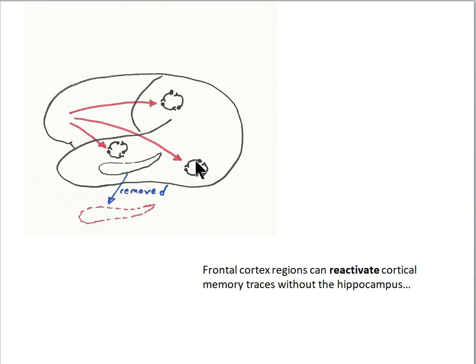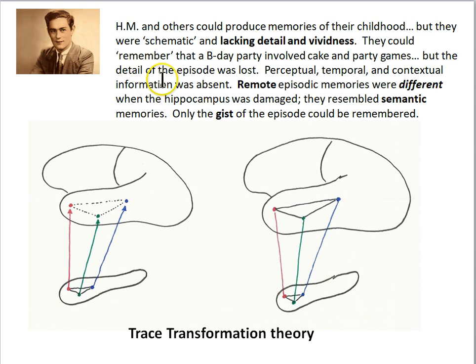They had gone through the transformation process and were now accessible without the hippocampus. However, there was controversy surrounding this point, because when his memories were examined more closely, it became clear that HM and others could produce memories of their childhood, but they were schematic and lacking detail and vividness. They could remember that the birthday party involved cake and party games, but the detail of the episode was lost.